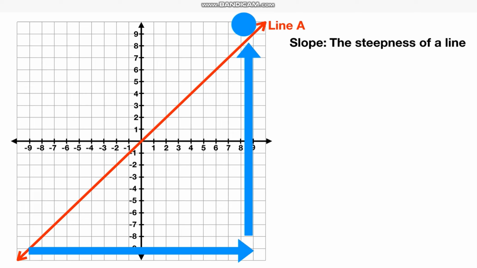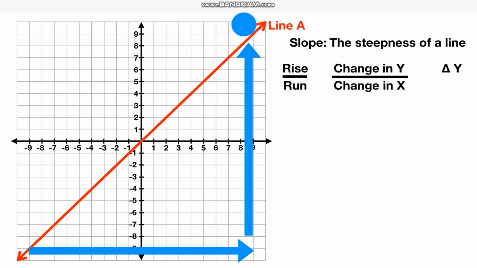But to calculate it mathematically, we need a formula. You find slope by taking the rise, or how far up the ball moves, and dividing it by the run, or how far sideways the ball moves. More mathematically, you can think about taking the change in a y-coordinate and dividing it by the change in an x-coordinate. And using math terms, we replace the word change with this symbol that we call delta. It looks like a triangle, so we can write that slope is delta y divided by delta x.